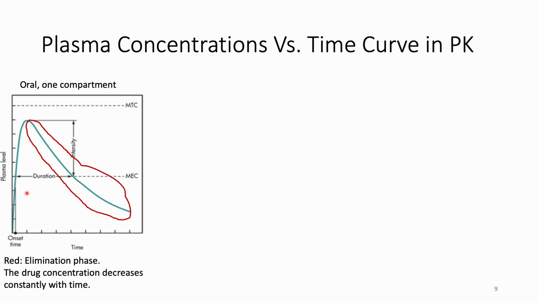So we know that at the peak, the peak concentration, there's an equilibrium state between absorption and elimination. After this equilibrium state, the drug concentration will decline. This decline phase is called the elimination phase. And to calculate how much or how fast the drug can be eliminated out of the body, we use this phase.